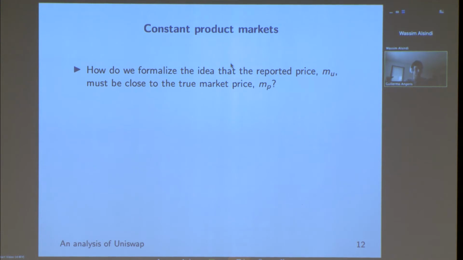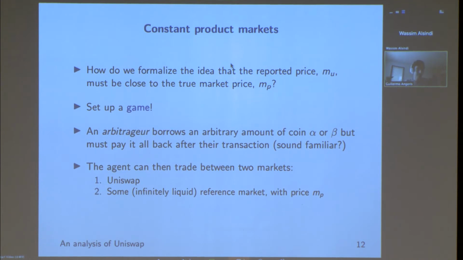The simplest way to do that, and a common way, is to just set up a game. And in this game, we have an agent called an arbitrageur. The arbitrageur is allowed to borrow any amount of coin they want. The only condition is that they have to pay it back after they perform the transaction. This should sound very familiar if you have heard of flash loans. Then the only thing the agent is allowed to do is trade between two markets: either Uniswap or some infinitely liquid reference market whose price is fixed. They could always trade coin alpha for coin beta at a given price, and we'll call that price the market price, or MP.